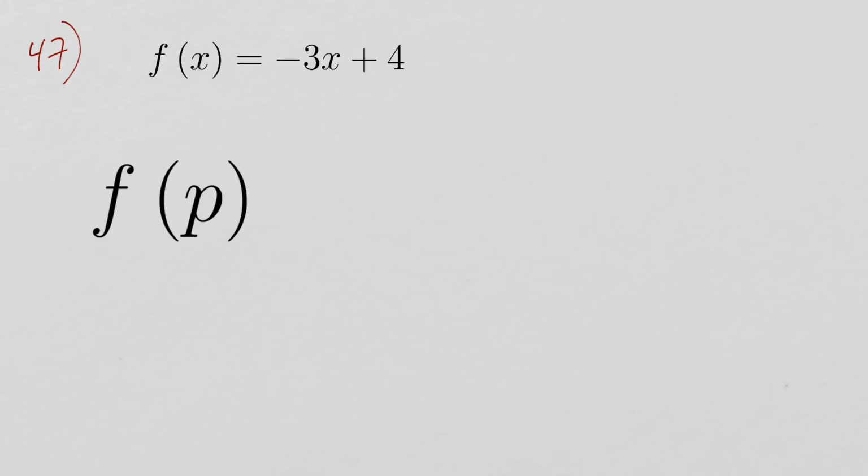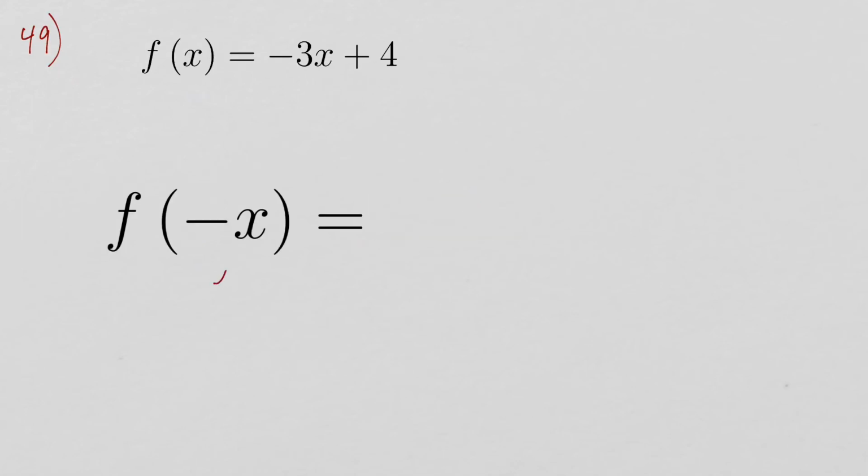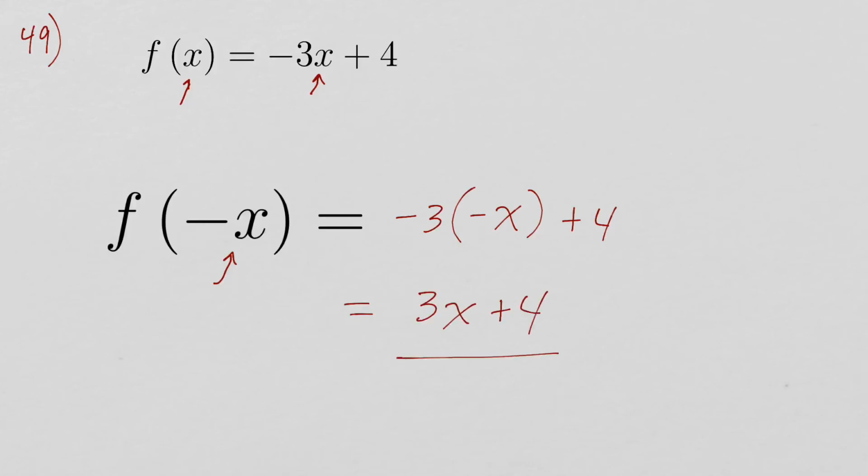All right, f of p, you just replace p everywhere you see an x. So f of p is simply -3p plus 4, and that's it. Okay, f of -x, we're just going to plug a -x in everywhere we see x. So this will be -3 times -x plus 4, which is going to be a positive 3x plus 4.